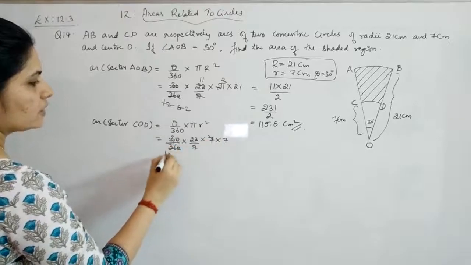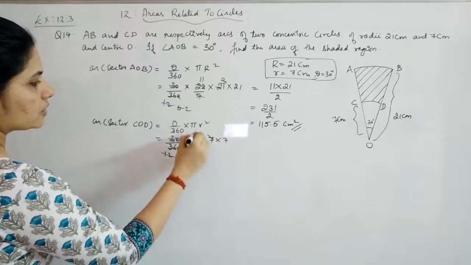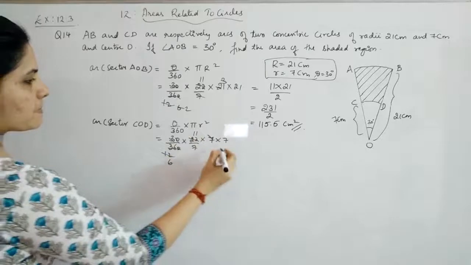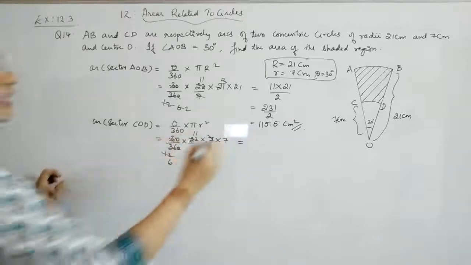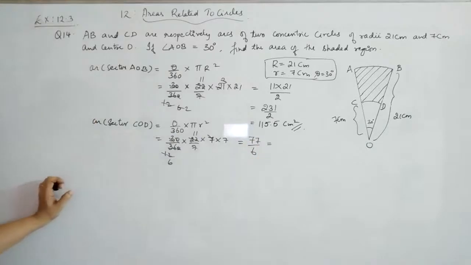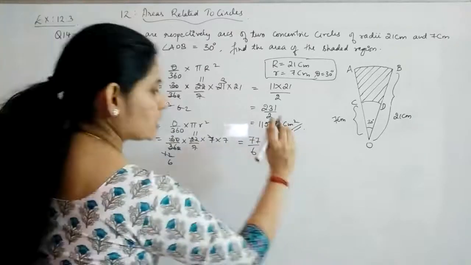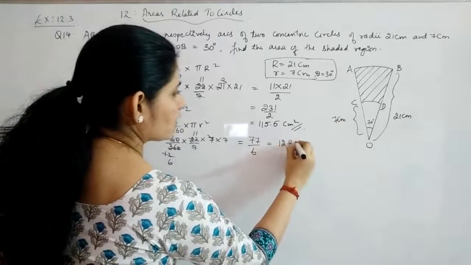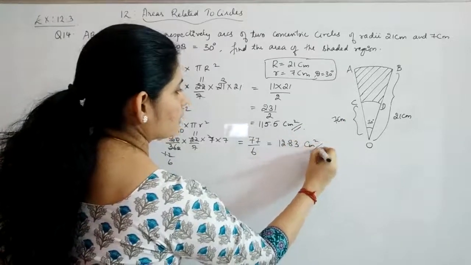Again here 12, and this will give you here 11 to 6. So what you are getting, the remaining thing is 77 by 6, right? And 77 by 6 is 12.83, 8333 like that it will be. So we are taking 12.83 till that.